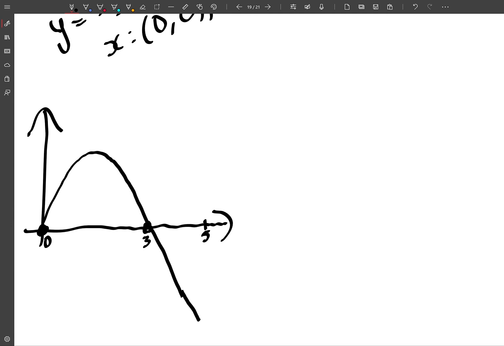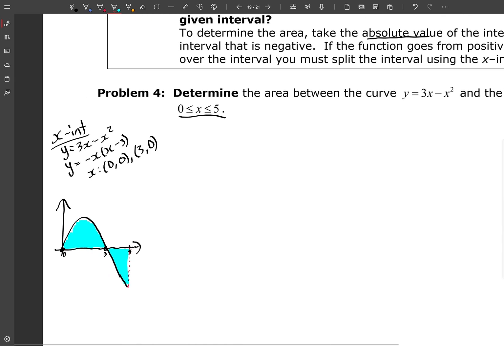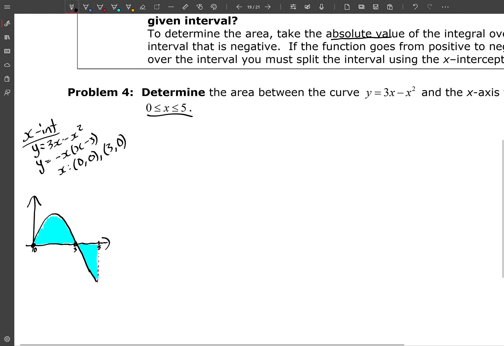So what I have here is I actually have a couple of different pieces. The area I'm looking for is all of this, but also all of this. So I'm going to actually have to break this down into two parts. Okay, so I'm going to actually be looking at two areas. I'm going to call this A1, and I'm going to call this A2. All right, I'm going to just solve for them separately.